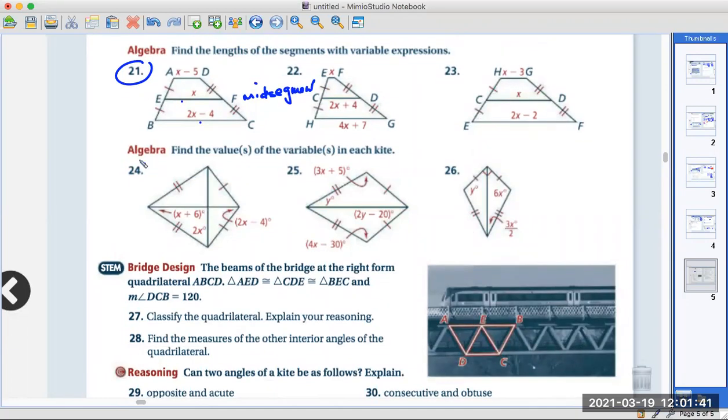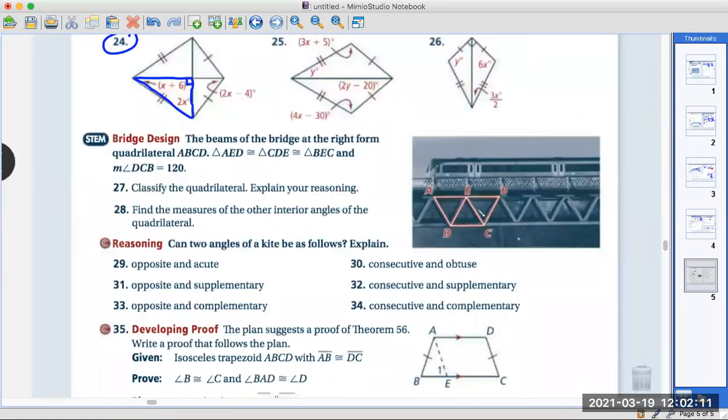And number 24, find the value of the variable. That means you have to set up equations. Focus, this is a kite. This is a right angle. Focus on one triangle at a time. Focus on this triangle. This is 90 plus this has to equal 180. And once you find x, plug it back in here and you find that angle.